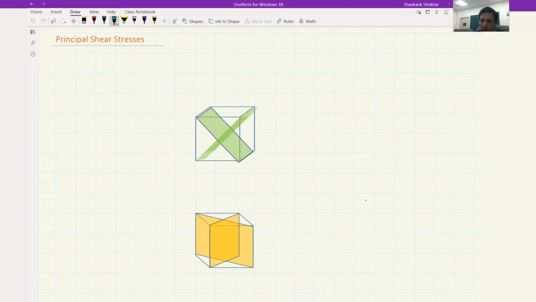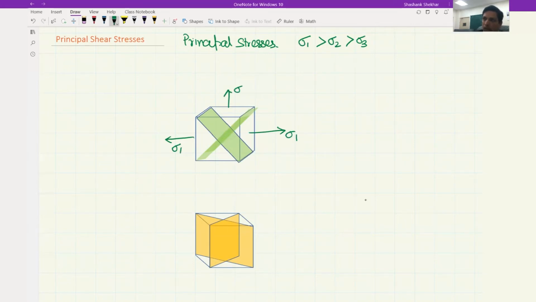So you remember the principal stresses. We had three principal stresses: sigma 1, sigma 2, and sigma 3. And usually we know that sigma 1 is greater than sigma 2 is greater than sigma 3. Now let's say this is a body where sigma 1 and sigma 2 are acting. So this is sigma 1 like this, and this is sigma 2.